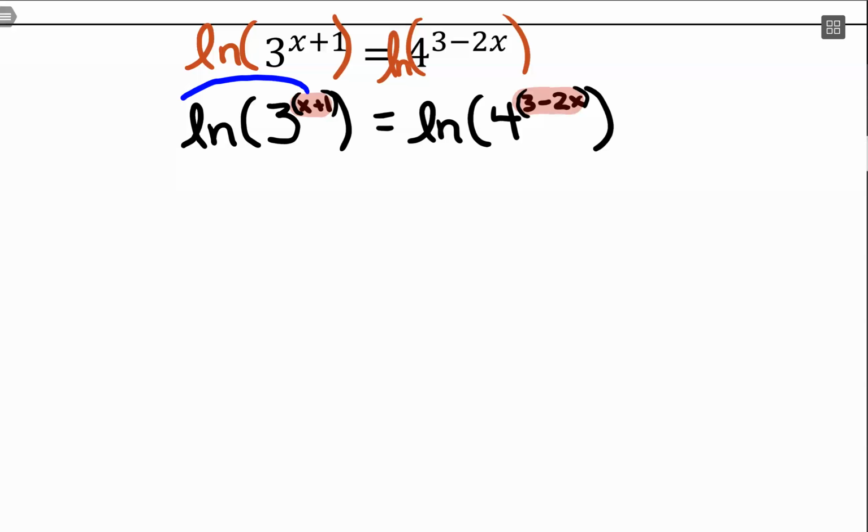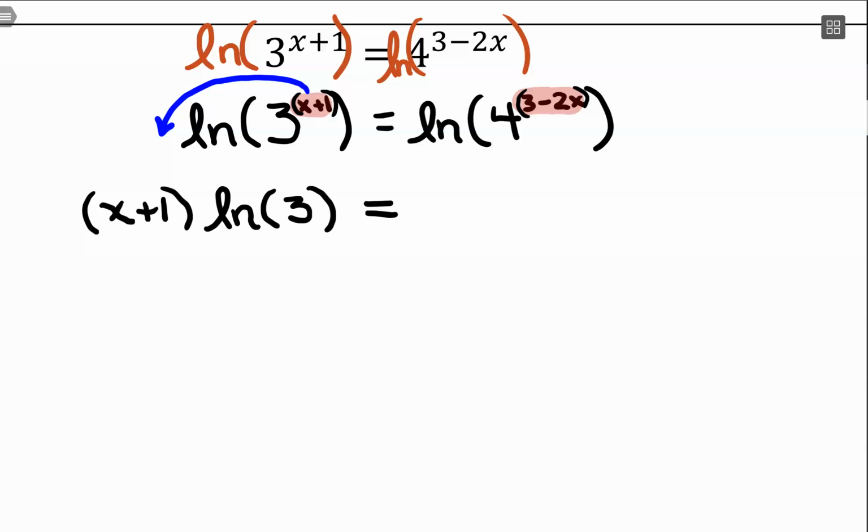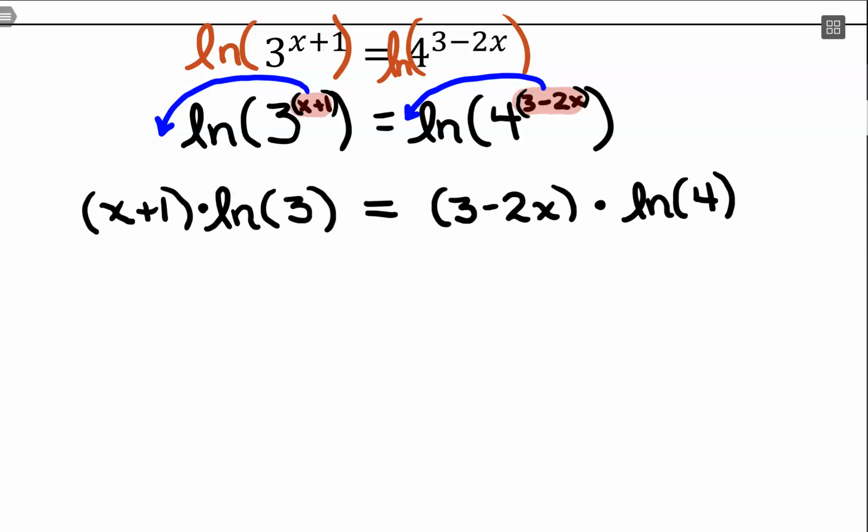So this x plus 1 is going to move out front to multiply with that natural log of just the base 3. So we'll have the exponent of x plus 1 times our logarithm of 3. And if it helps, you could write the multiplication symbol in between there. That's great too. We're going to do the same exact thing on this other side. We're going to take out that exponent of 3 minus 2x in parentheses times natural log of the base of 4.